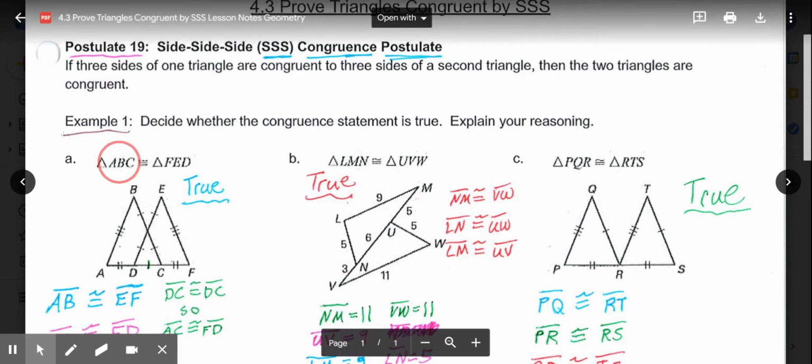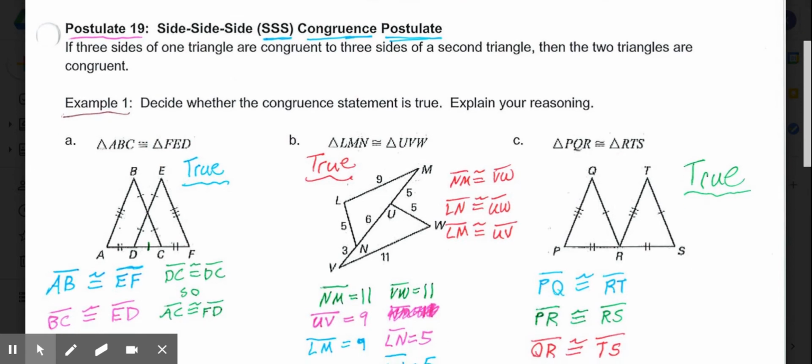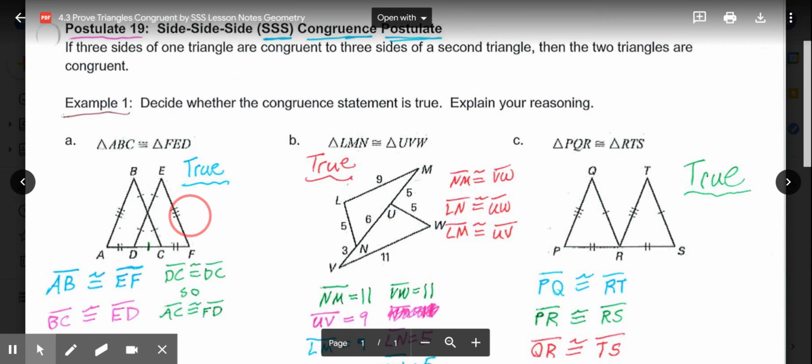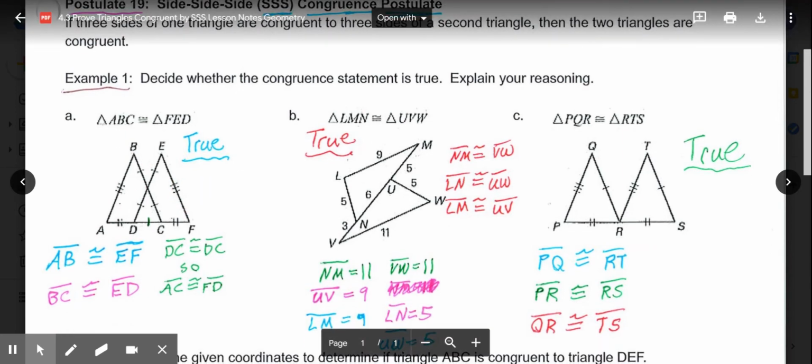So that means AB should be as long as FE. So let's check that. Well, AB has 3 hash marks, same with FE. So we know AB and FE, or EF, are congruent. Then we also know on the side, from B to C, that segment has 2 single hash marks. From D to E, that also has 2 single hash marks, meaning those are congruent to each other. So BC is congruent to ED, or DE. And then we also know DC, this little piece here, is congruent to itself.